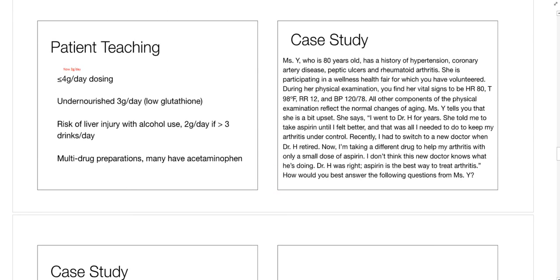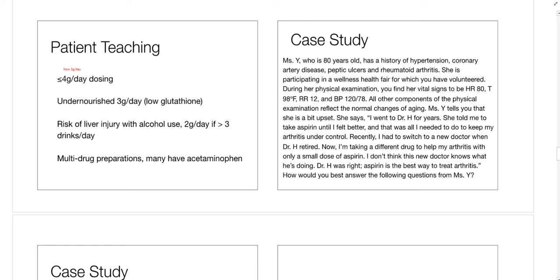So we want to teach our patients to limit it to 3 grams per day. If you're undernourished, which means you're going to have low glutathione, since that's an amino acid, then probably it's not going to be 3 grams because that's now the new max. It'll probably be 2 grams per day, 2.2. So basically, if you haven't eaten well, limit even more how much of that acetaminophen you're taking.